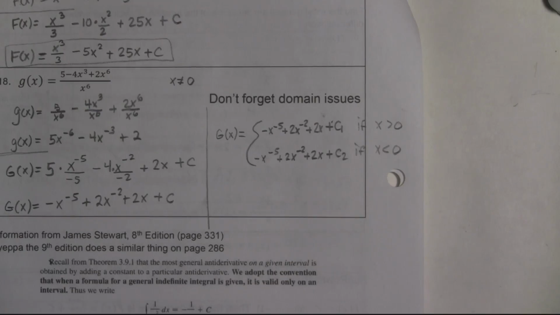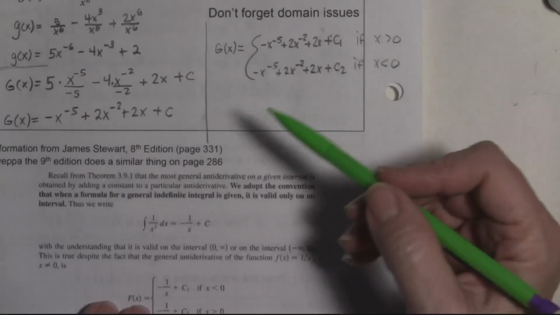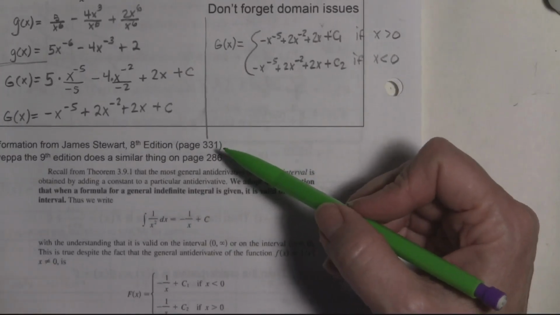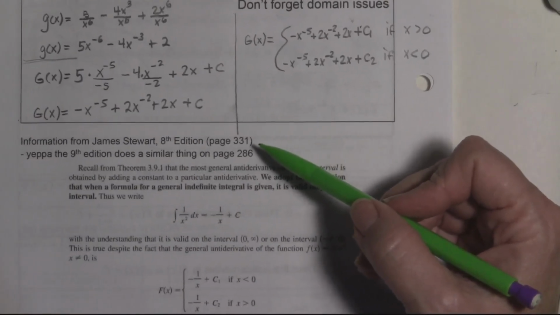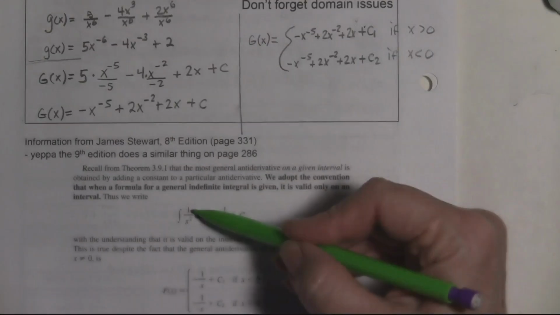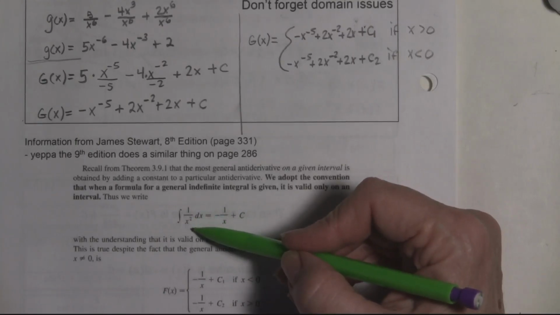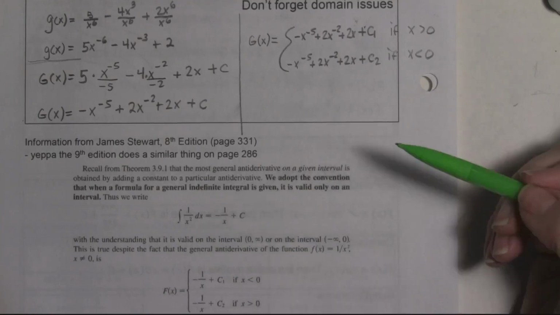I probably could have said, let me carefully look in the back of the book and ignore the situation where you have these domain issues, except you're going to see it in Calc 2. So this is from the 8th edition of the Stewart book on page 331. He has a similar example in the 9th edition. They actually changed it. Instead of being 1 over x squared, they changed it to be 1 over 2x to the third instead.